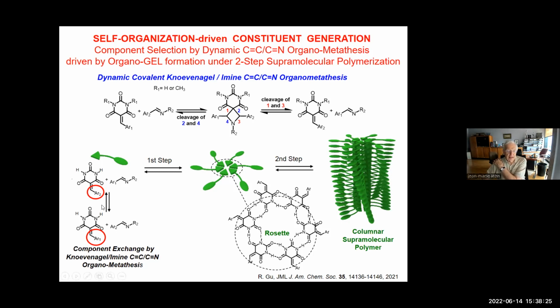So at the beginning, you have here an exchange reaction, which can exchange the two units. One of them has a good tail formation property, but it has to pass through the rosette formation. And then after this rosette formation, you can get the supramolecular polymer gel. Now, what happens then is the following.